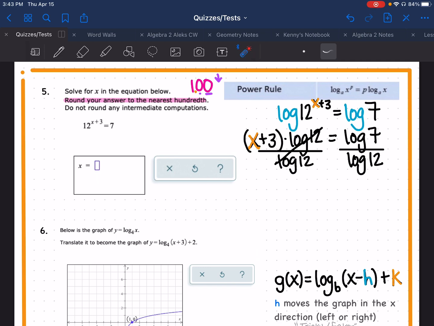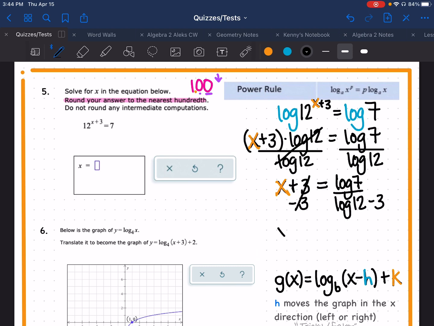Now, Alex does tell you right here, do not round any intermediate steps. That's because it doesn't want you to grab this and go over to the calculator. It's not time yet. You're going to have to wait because you got to get rid of that 3 that's hanging out with your x. So you want to think of this log 7 over log 12 as being this funky fraction. You've got to get rid of the 3 next. So you're going to subtract it because by subtracting it, it would move to the other side.